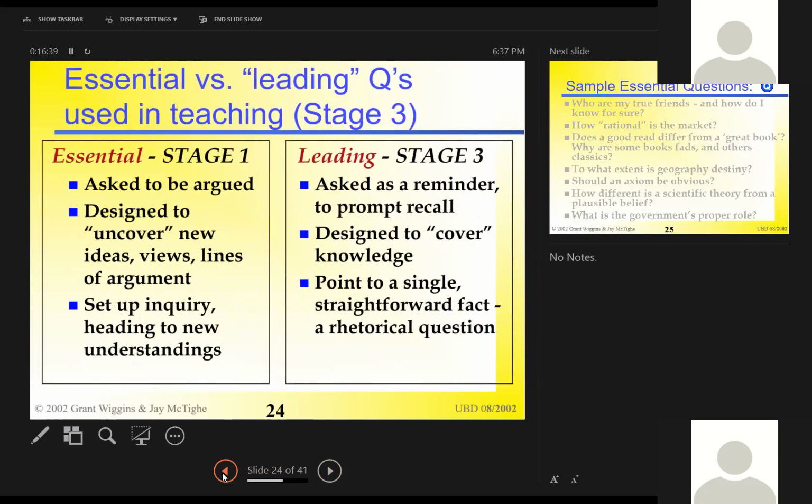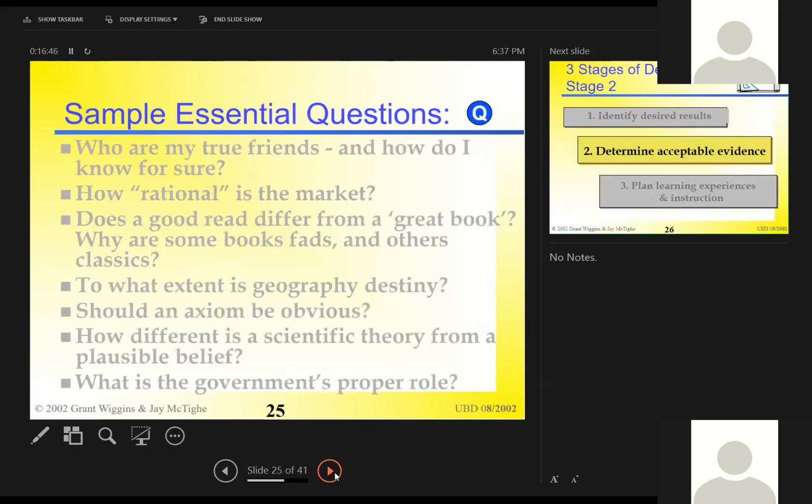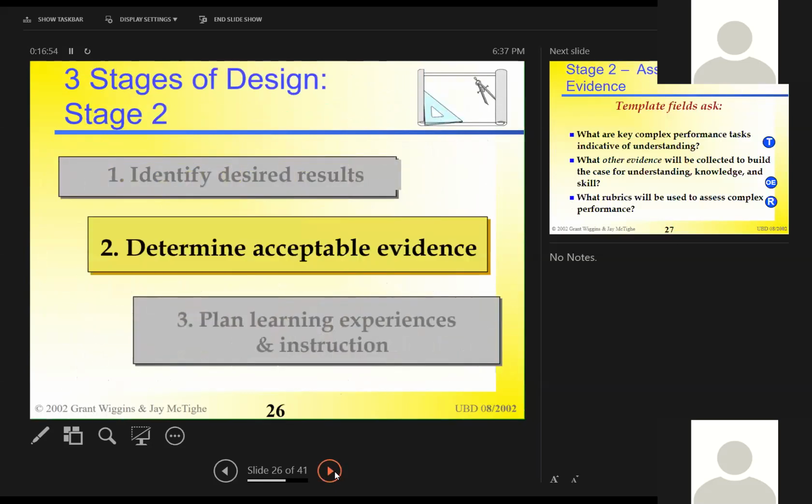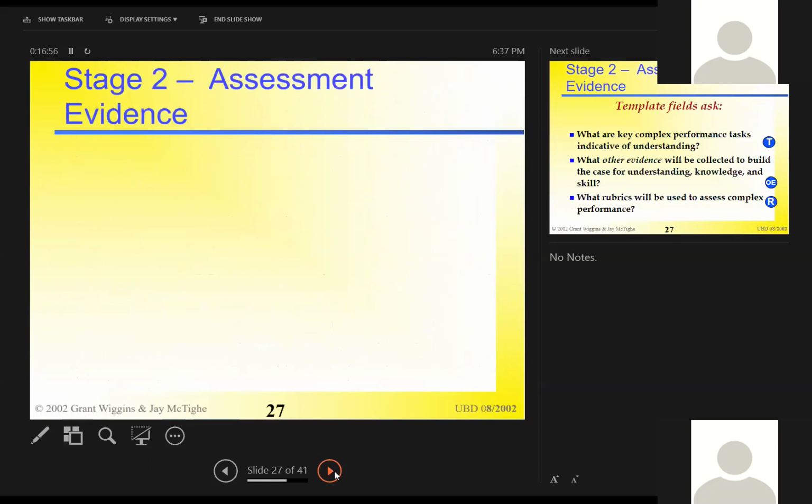It can be essential all the way through leading type questions. And again, this goes into some detail, okay? So here's some samples that you can look at to kind of get an idea of what is a good sample essential question. So let's talk about evidence now.